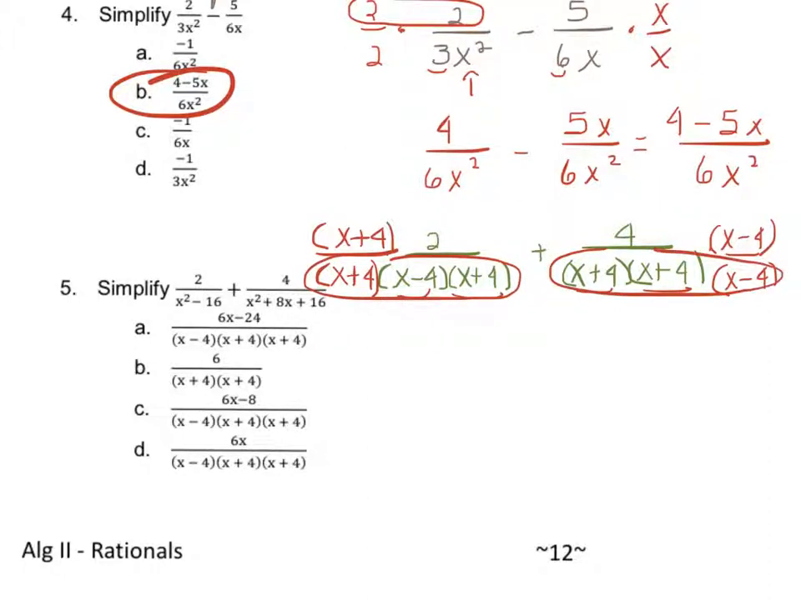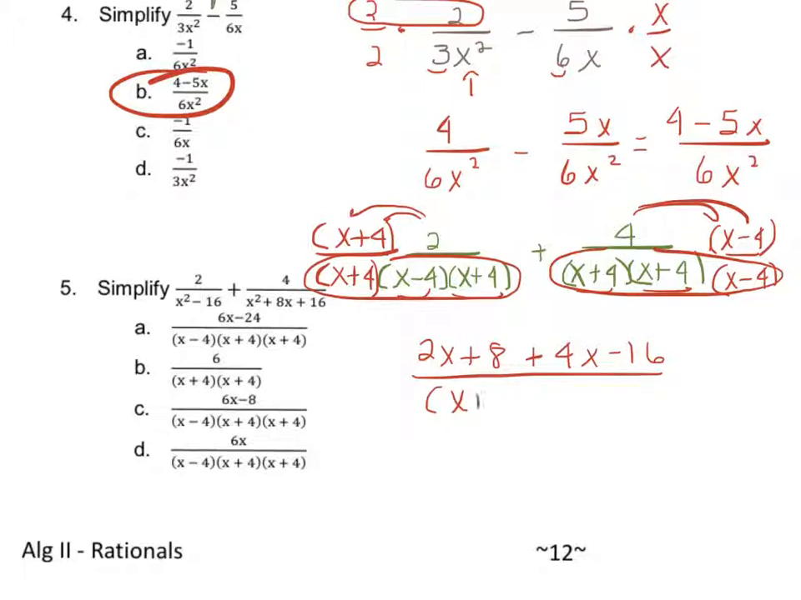Okay, numerators, I just carry out the business at hand. That's 2x plus 8 plus 4x minus 16 all over that common denominator now. X plus 4, x minus 4, x plus 4. And I clean up my numerator. 2x and 4x is 6x, 8 and negative 16 is negative 8, all over the big denominator.